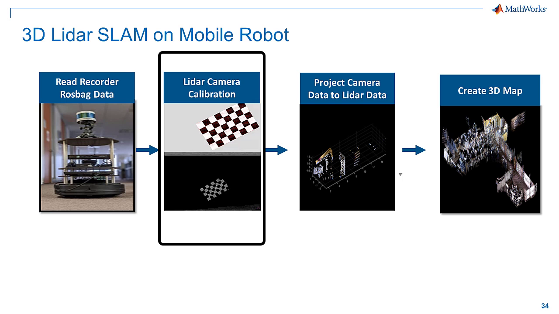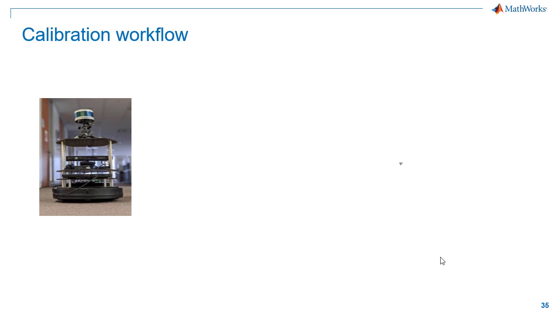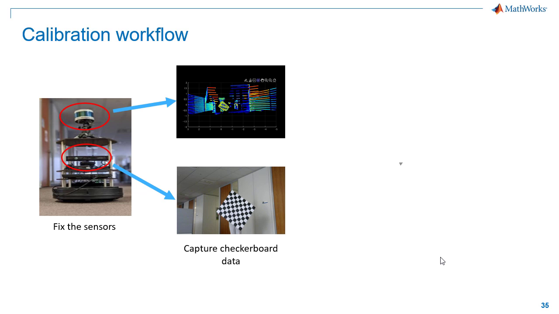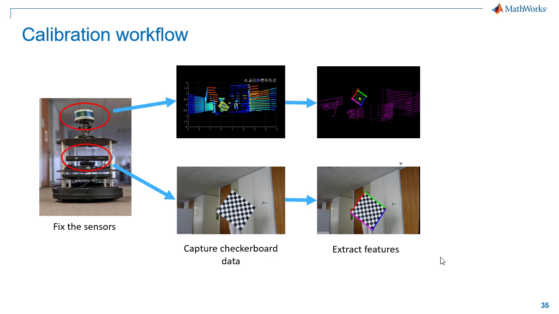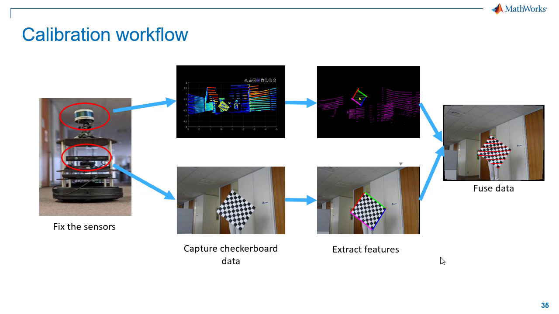To implement LiDAR camera calibration, we have used the checkerboard calibration method. To do this, we need to fix the sensor poses on our robot and then capture checkerboard data from both these sensors with overlapping field of view. We need to extract checkerboard features from camera and LiDAR data now. Then we'll use extracted features to find the transformation between the sensors and then fuse the image data with the point cloud data.